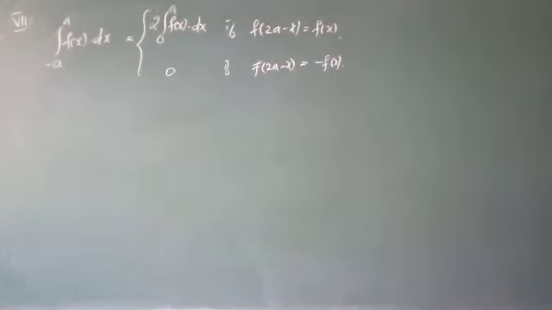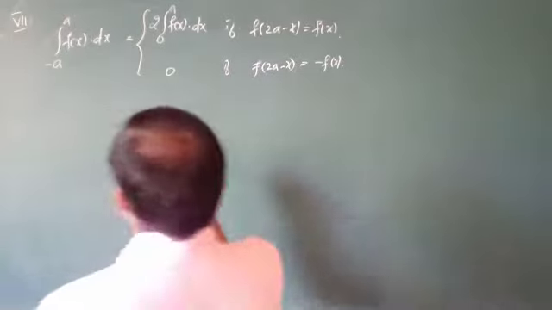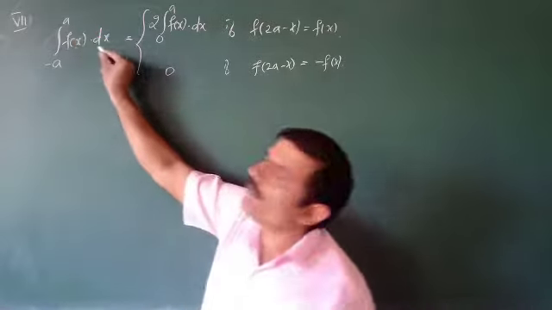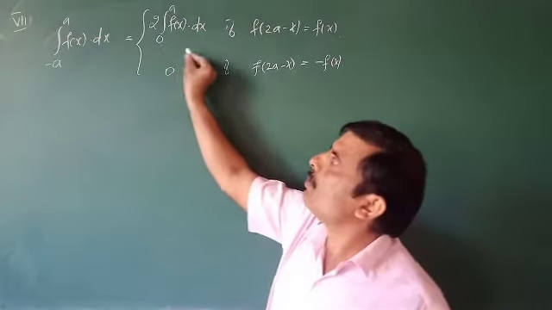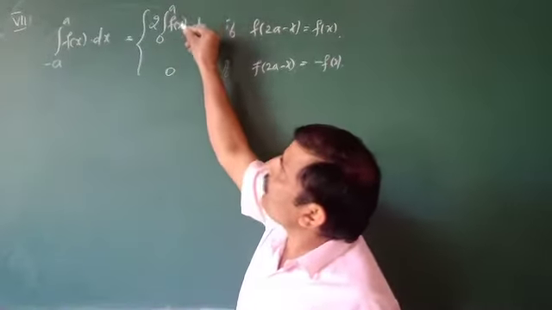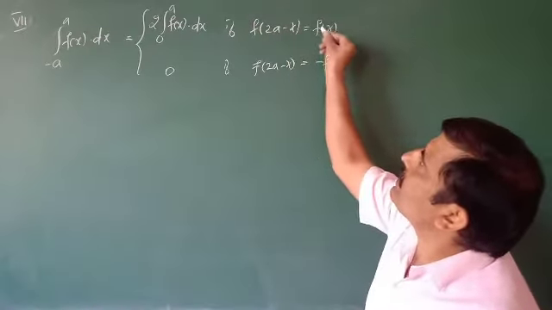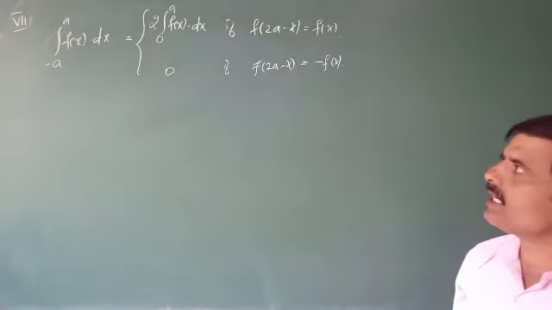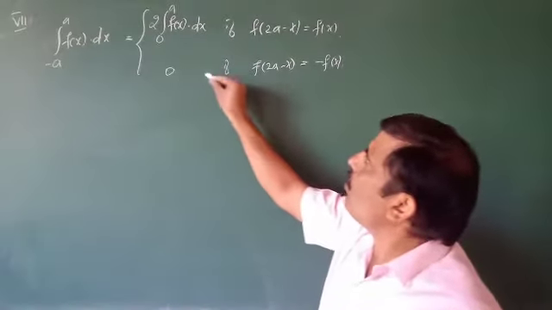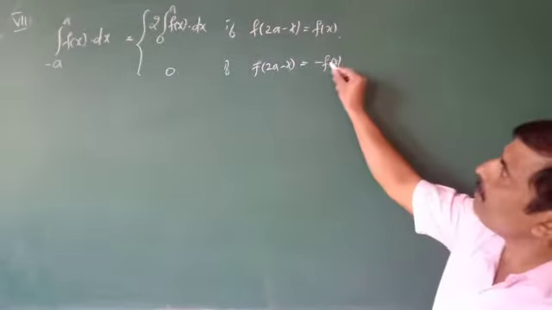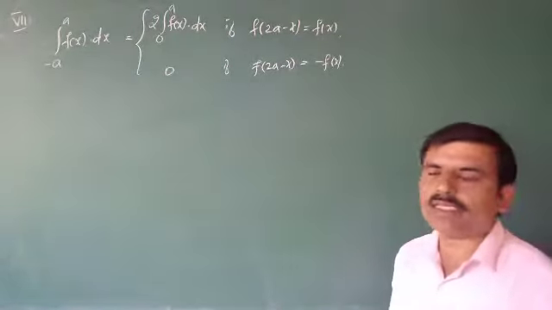Okay? So here, the integral from minus a to a of f of x with respect to x is equal to 2 times the integral from 0 to a of f of x with respect to x if f of 2a minus x is equal to f of x, and equal to 0 if f of 2a minus x is equal to minus f of x, they say. Okay, let us go on to the proof.